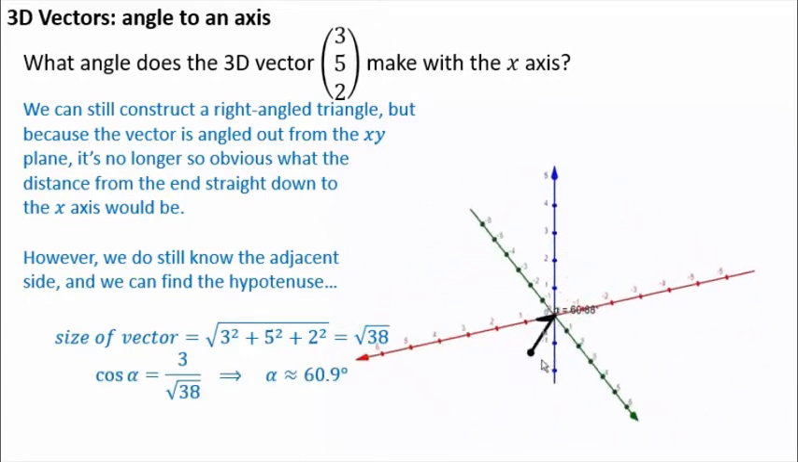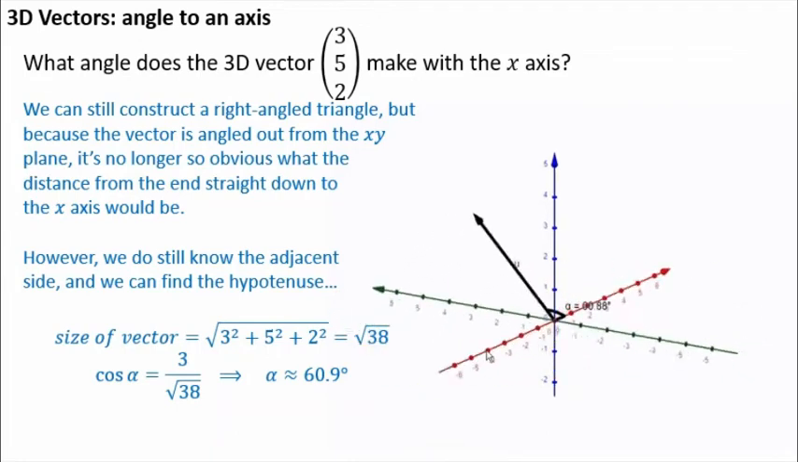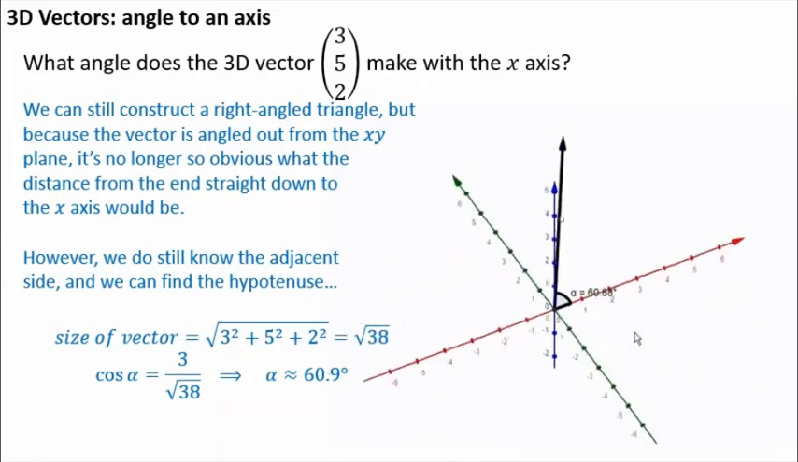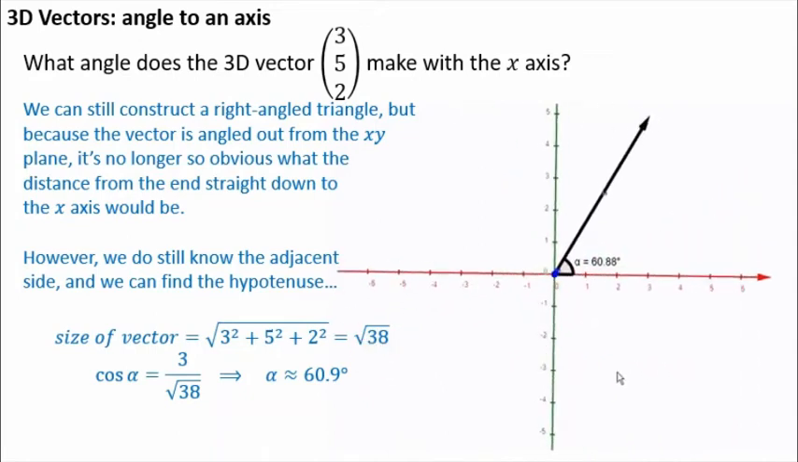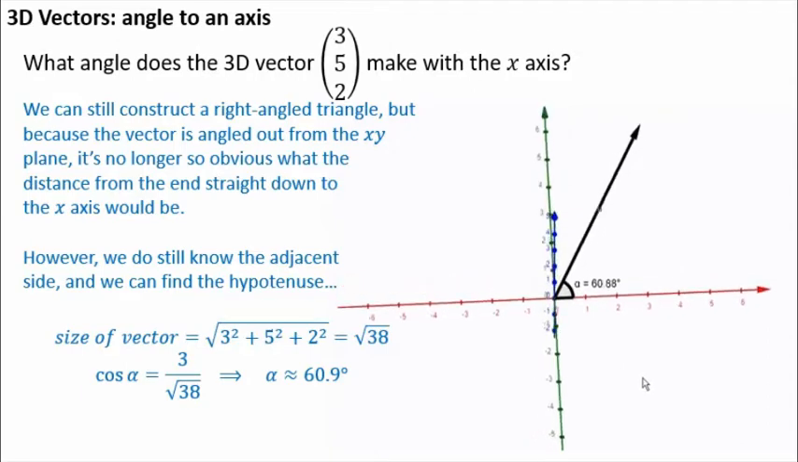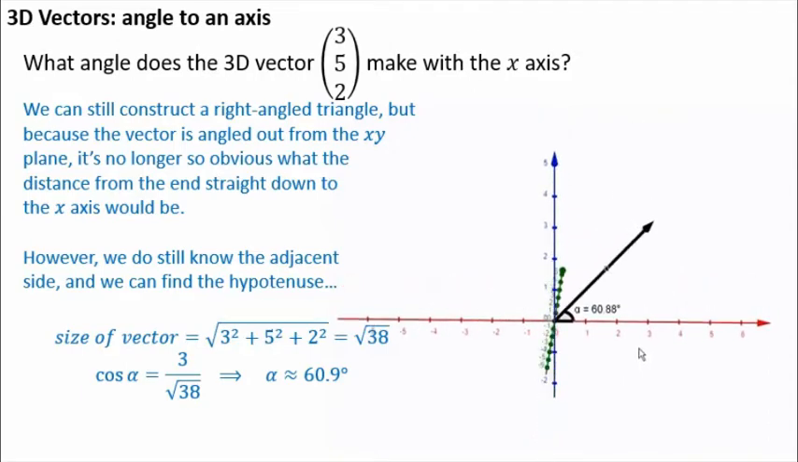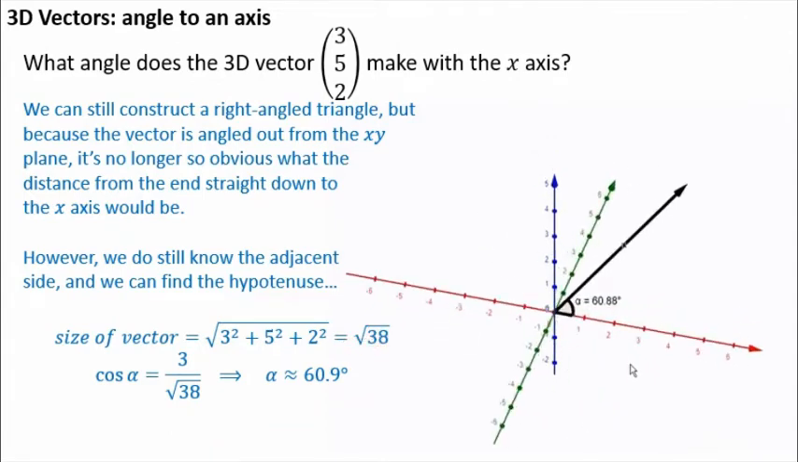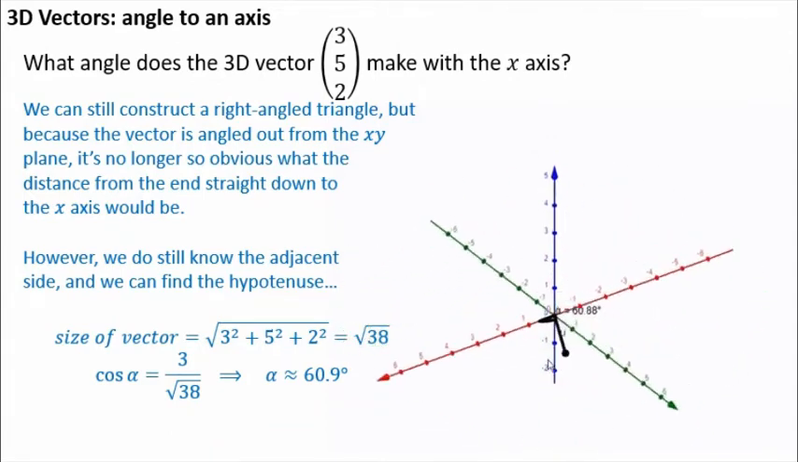Then we can apply this result. Cos of the angle between the vector and the x-axis is equal to 3, which is the adjacent side when we think of it in terms of the right-angled triangle formed by the vector, the x-axis, and a perpendicular from the end of the vector to the x-axis. And that gives us 60.9 degrees.